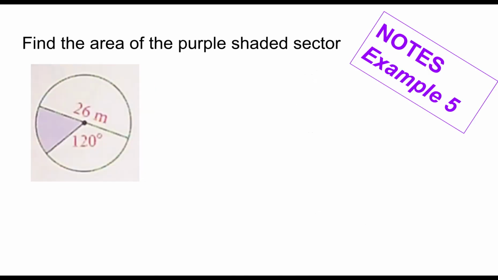Pause the video and copy this down. Now ask yourself, what is the radius? And what is the angle that would be the central angle for this purple sector? Well, this makes a straight line. This is the diameter. So if this is half the circle, then this is 180 degrees. If this part is 120, the purple angle would be 60. The central angle would be 60. And the diameter is 26, so the radius would be half of that, or 13.